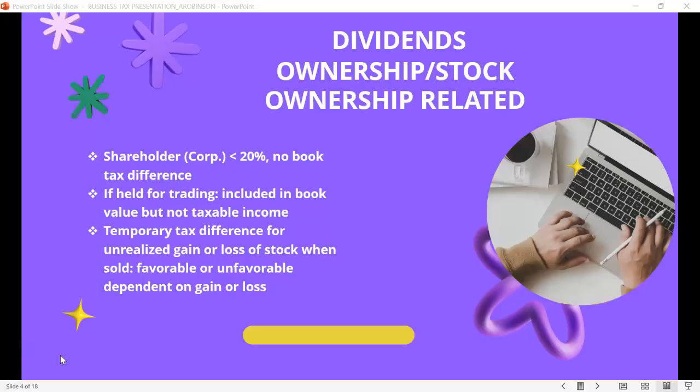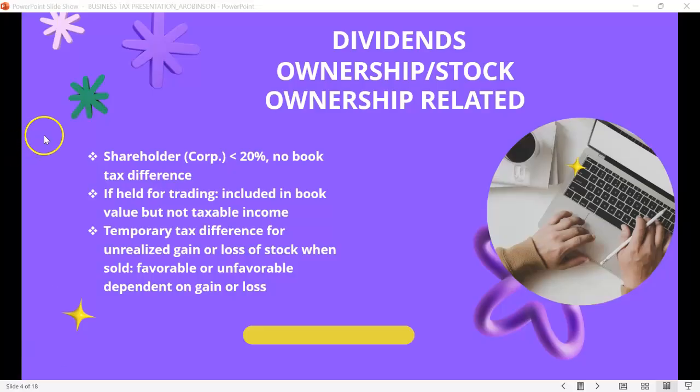The general rules are considered here. If the receiving shareholder corporation owns less than 20% of the stock of the distributing corporation, then the dividend received is included in both book and taxable income, and there's no book tax difference on the dividend. However, if the receiving shareholder company is holding the stock for trading and intends to sell it in a short period, then the shareholder corporation includes the unrealized gain or loss in its book income, but not in its taxable income, and that's considered a temporary book tax difference.